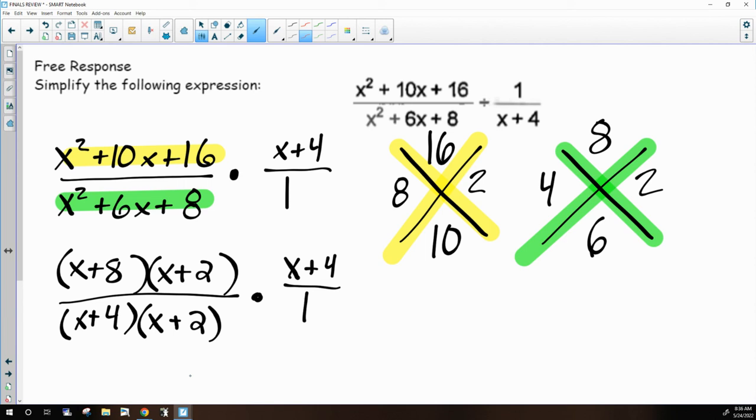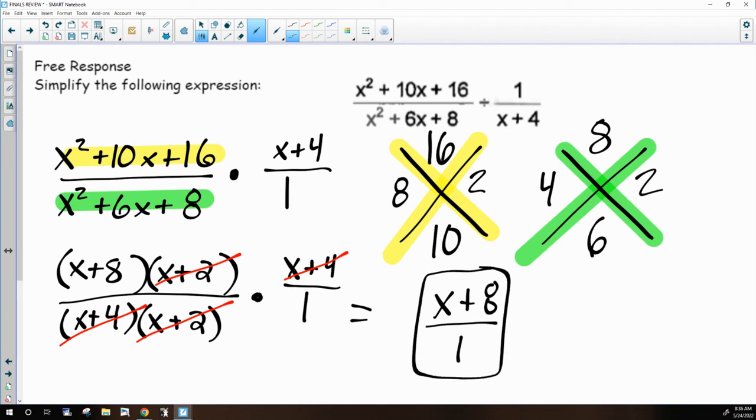Okay. After we're factored, we start canceling. Yep. What's the same on the top and bottom? X plus 2's. X plus 4. Anything else the same? No. So our final answer will be x plus 8 over 1. Nothing else to factor. Nothing else to like. No more simplifying. You are finished. That is your final answer.